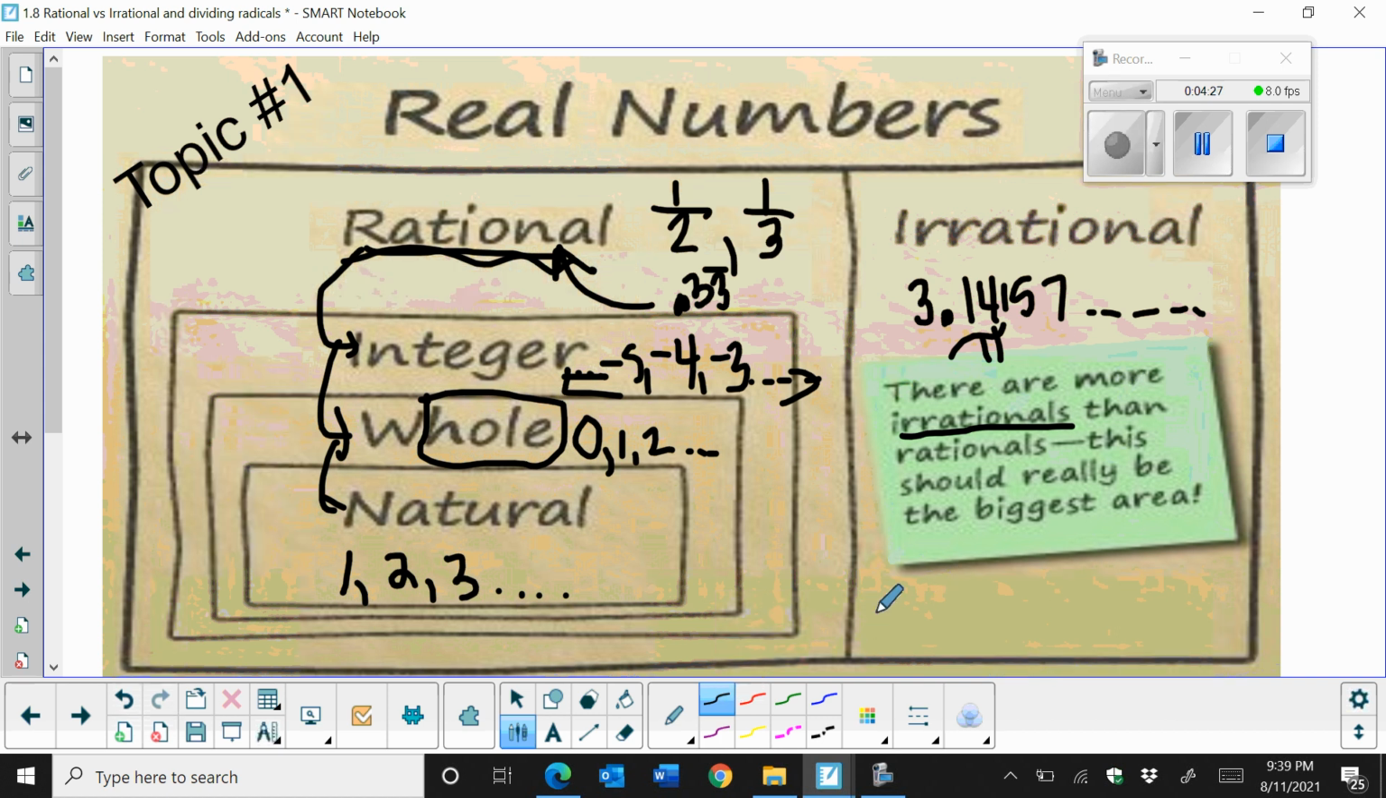Other irrational numbers we've started working with this week. There's square roots that don't simplify. So like square root of 2, maybe square root of 5, maybe square root of 6. So any radical that doesn't simplify to a whole number is an irrational number.